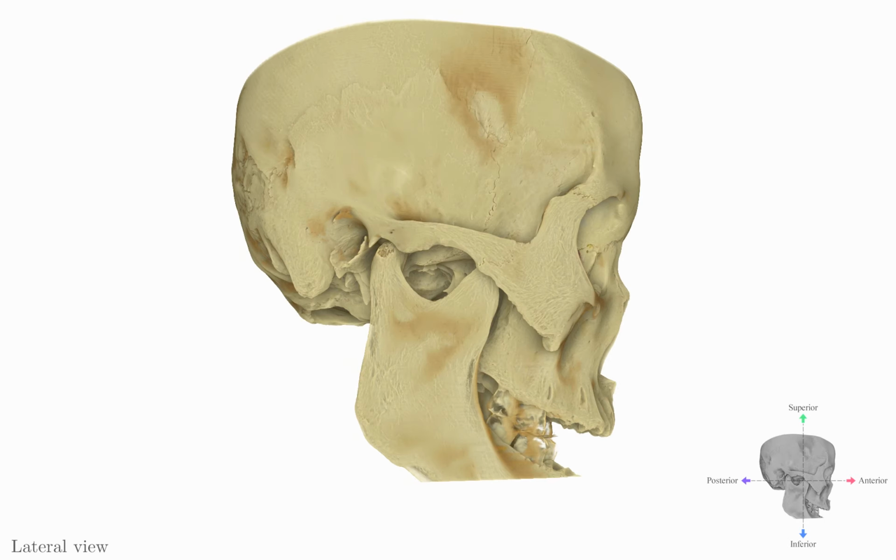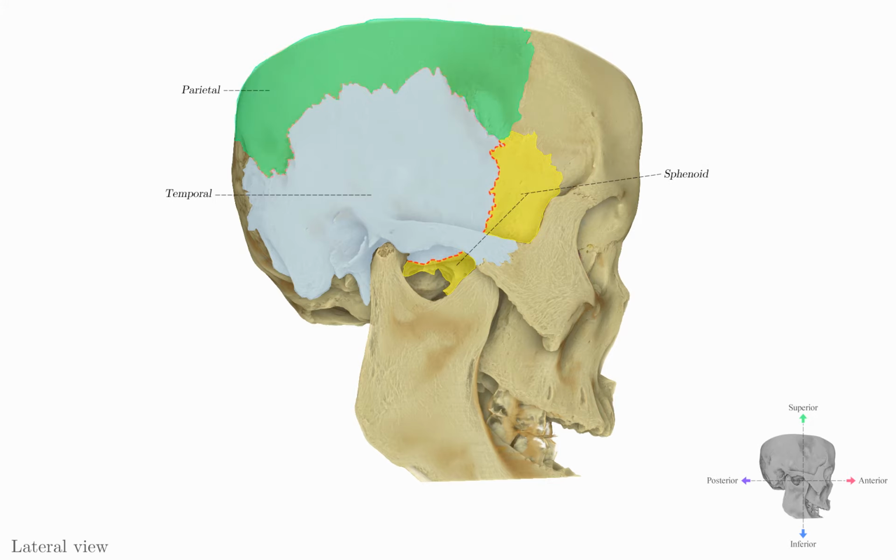Observing the skull from a lateral view reveals the position of the temporal bone, which you can see here. It articulates with the sphenoid bone here, parietal bone here, and occipital bone here. Note its articulation with the zygomatic bone, where the temporal process of the zygomatic bone and the zygomatic process of the temporal bone meet.